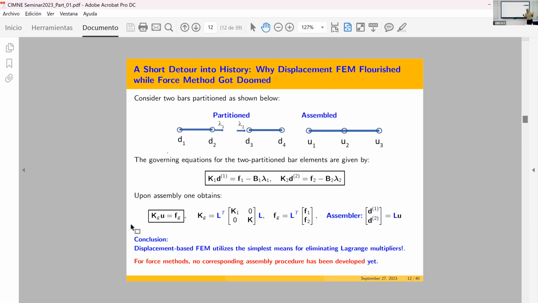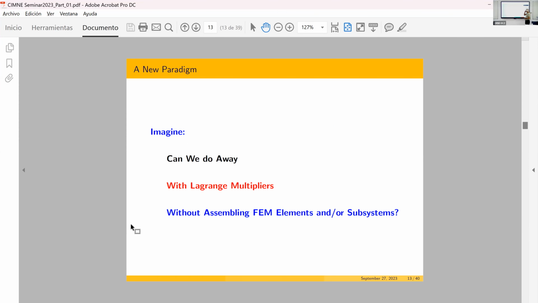Now, just like when you go to a movie place, there is a next movie, okay? Hopefully I'll come back here next year. So, you know, worship of the Beatles, so imagine. Sometimes it's nice to imagine, even though you don't really succeed. Can we really do away with, it's an American phrase, do away means eliminate, the Lagrange multipliers, without assembling either element or subsystem?